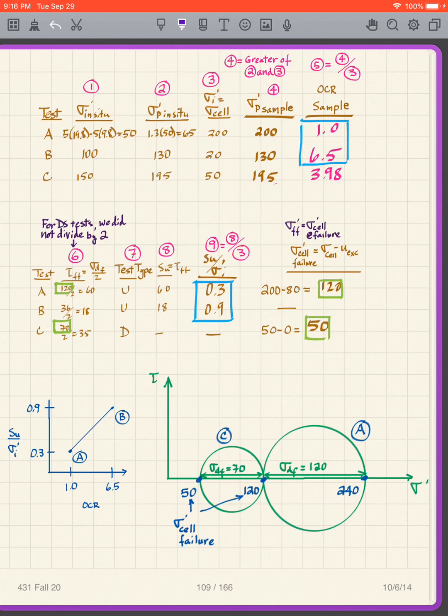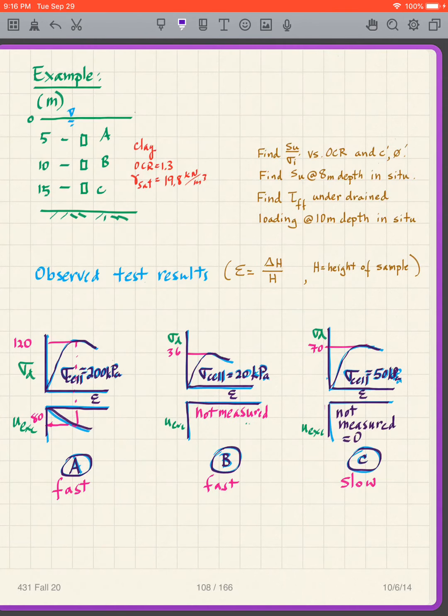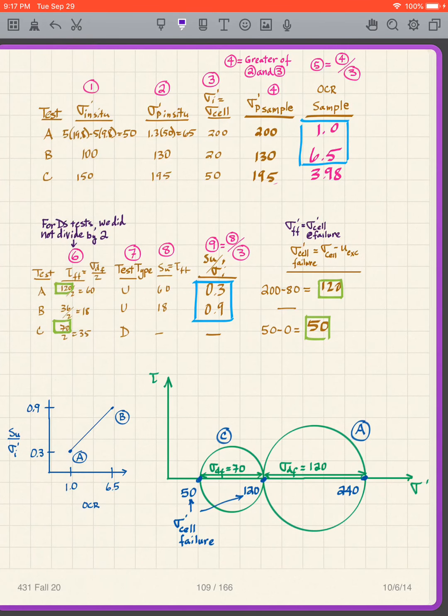UXS. Well, for sample B, I don't know the UXS. We didn't measure it. It was fast and it was not measured. So I know that there is an excess pore pressure, but I don't know what it is. So, oops, I can't use it. So it doesn't give me more information. On the other hand, this one's slow, so I know UXS is 0. So I know the UXS there. This one's fast, but I measured the UXS, so I got that one too. So I can only use the first and the third test, A and C.